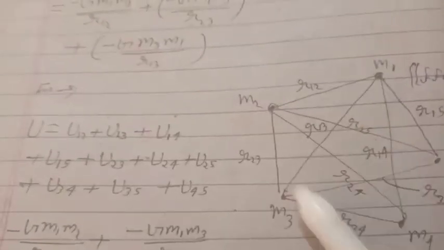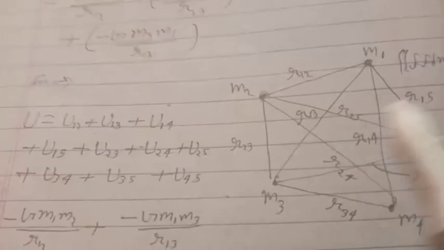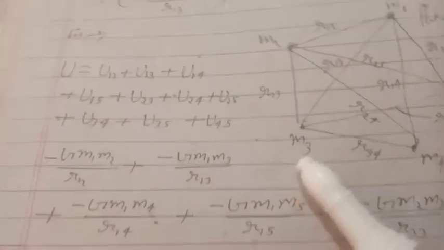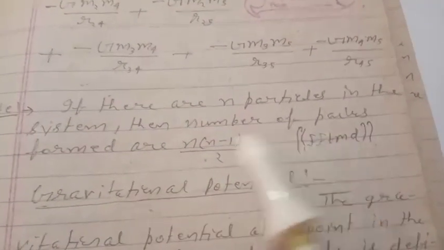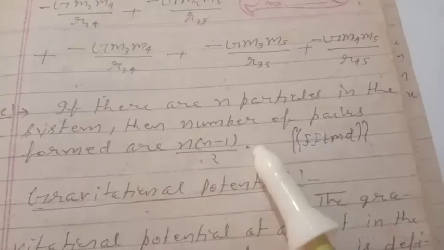Example, if the system is like this, then this can be written like this, and finally this will be the potential energy of the system. If there are n particles in the system, then the number of pairs formed is n into n minus 1 by 2.